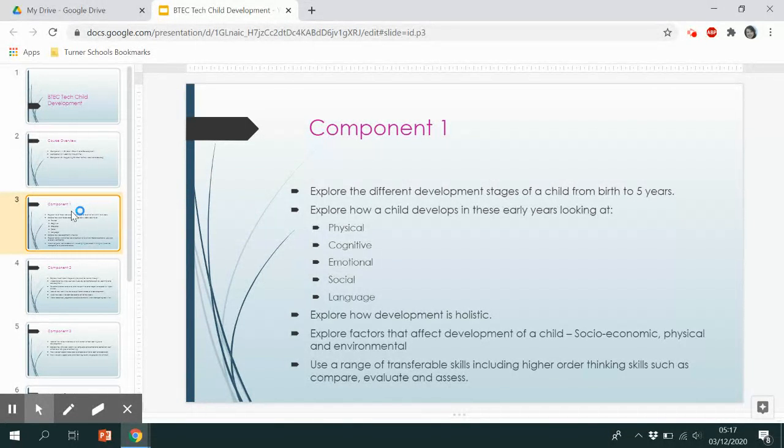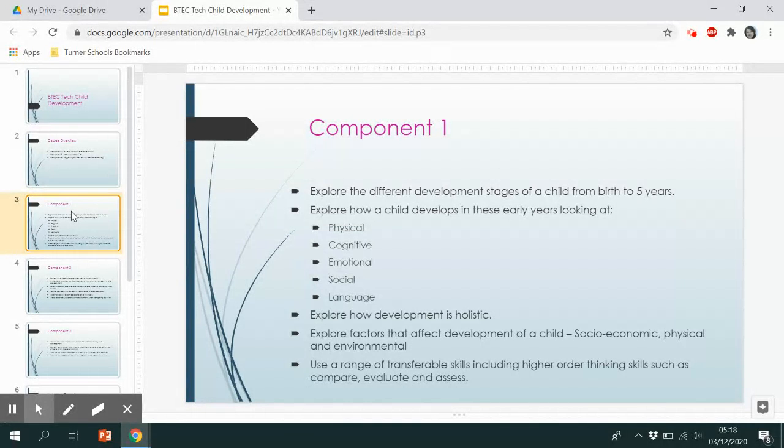All children are expected to meet milestones at different ages, and we look at these milestones and what that shows us about different children. We explore how development is holistic and how all of these developmental areas progress together. We explore factors that affect development of a child, such as socioeconomic factors. This includes social factors such as culture and religion, economic factors such as money, physical factors such as illness and disease, and finally environmental factors such as housing.